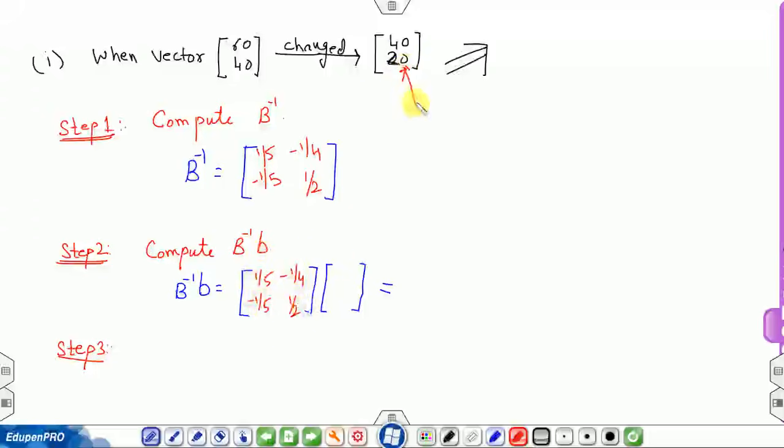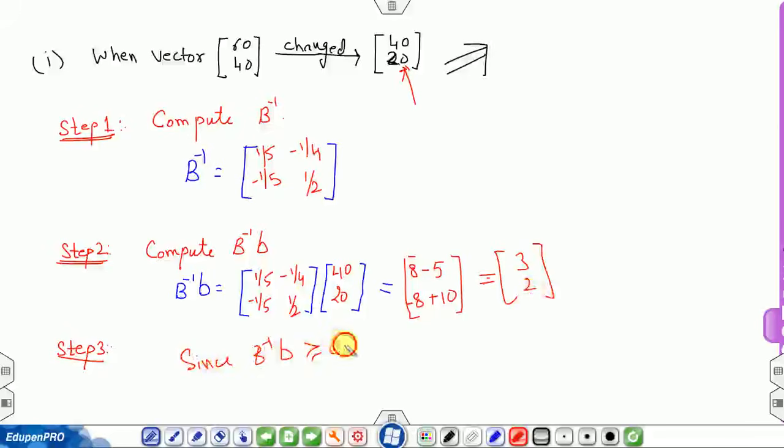Now you have to change this vector, you want to test this solution b. So now it's 2 cross 2 and 2 cross 1, so the result will be 2 cross 1. When you multiply this, that will be 8 minus 5, and this is minus 8 plus 10, so this becomes 3 and this becomes 2. Since B inverse b is greater than or equal to 0 for all, therefore the current solution remains optimal.